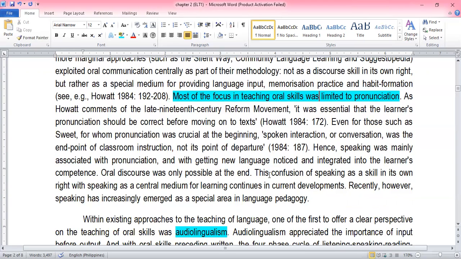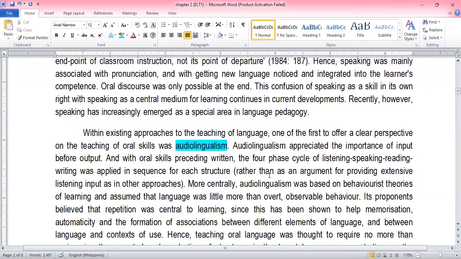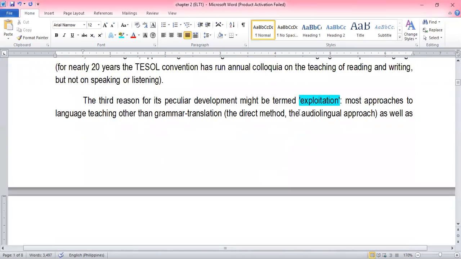So, this confusion of speaking as a skill in its own right with speaking as a central medium of learning continues in current developments. Recently, however, speaking has increasingly emerged as a special area in language pedagogy. So, remove na natin yung idea na speaking is only used as a methodology or as a technique or strategy in teaching, but it can also be a way to assess learners. Okay? So, as you can see, there are a lot of words here that you're familiar with.